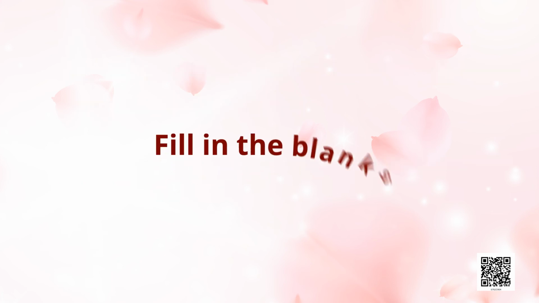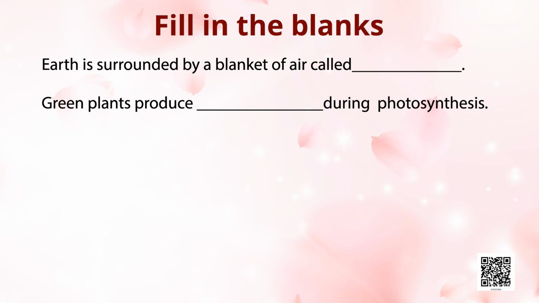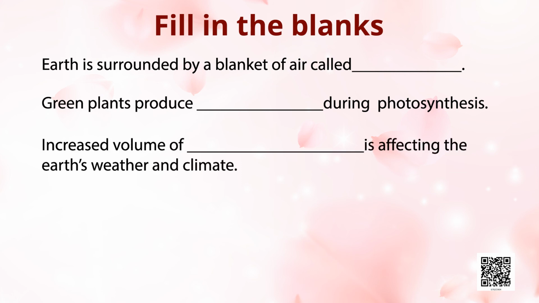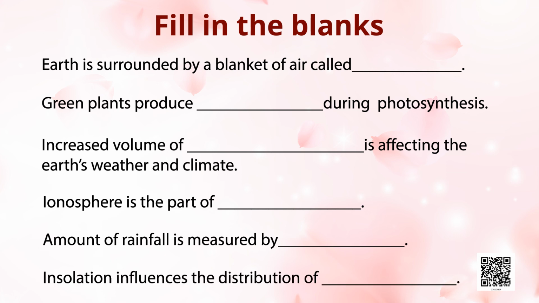So students, fill in the blanks with appropriate words. Number 1. Earth is surrounded by a blanket of air called dash. Second, green plants produce dash during photosynthesis. Third, increased volume of dash is affecting the Earth's weather and climate. Fourth, ionosphere is the part of dash. Fifth, amount of rainfall is measured by dash. Sixth, insolation influences the distribution of dash.